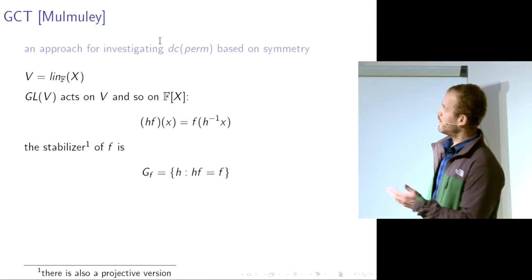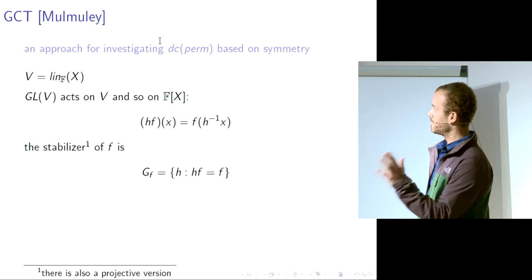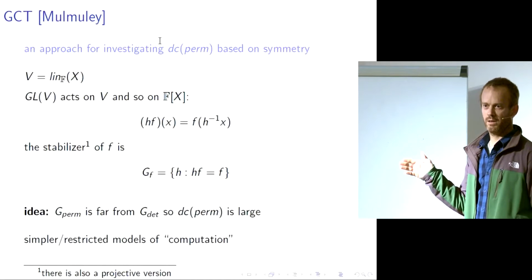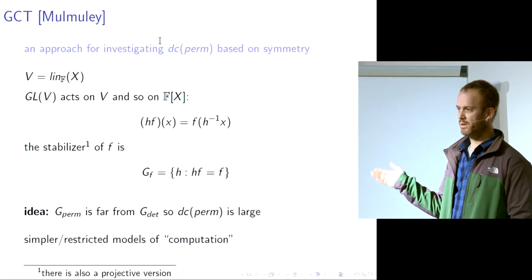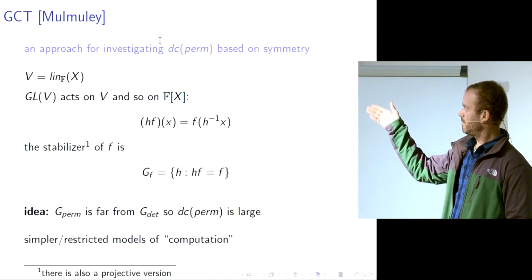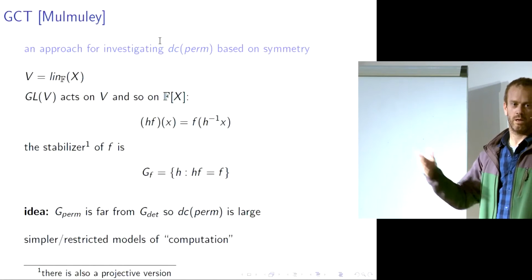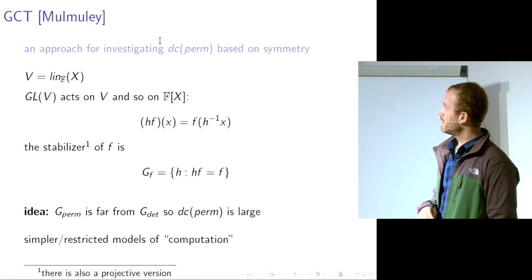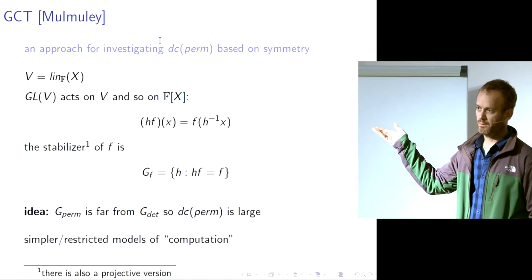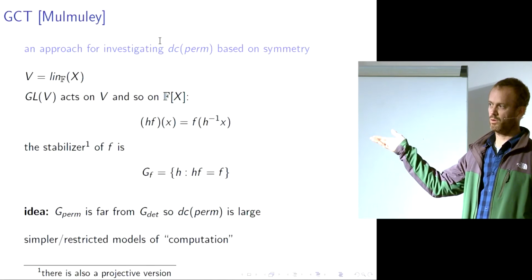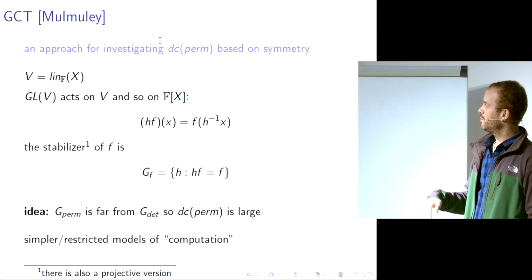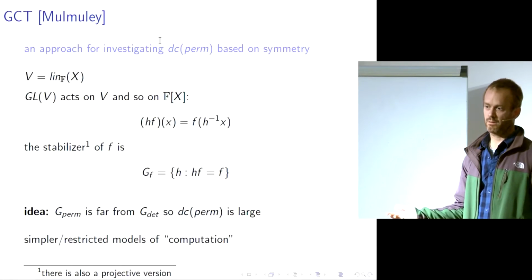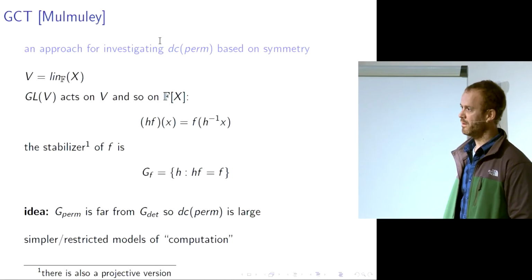Okay. So what is this approach, sort of the very high-level idea? It is that because the stabilizer of the permanent is so different from the stabilizer of the determinant, the determinantal complexity of the permanent should be high. This is a very high-level statement, and it is also a difficult thing to understand. We don't understand it. So again, in this context, we can try to understand simpler questions first. This is, I think, a reasonable thing to do.